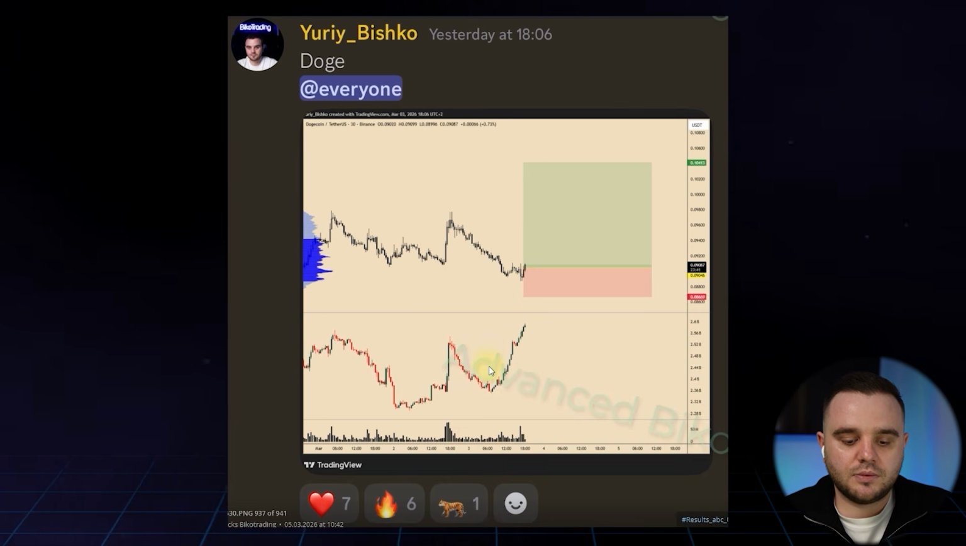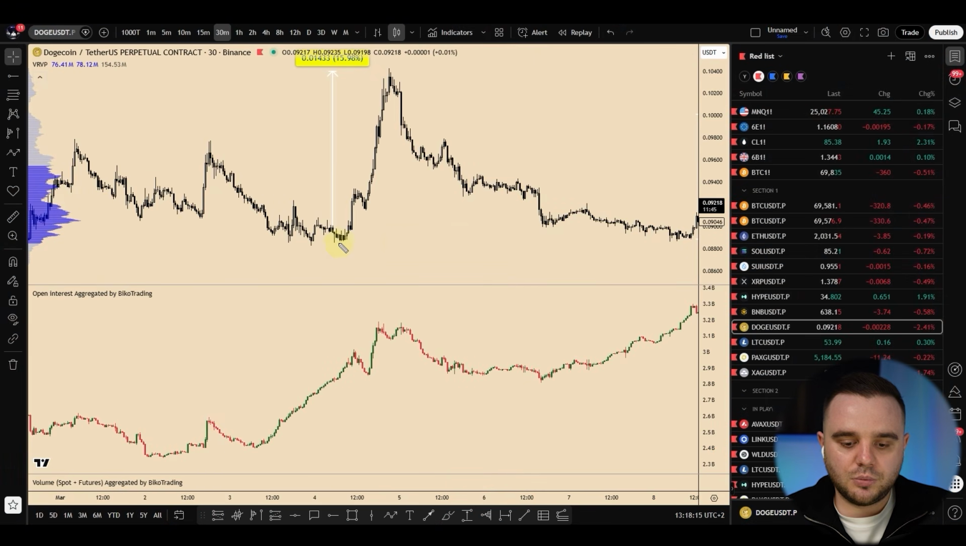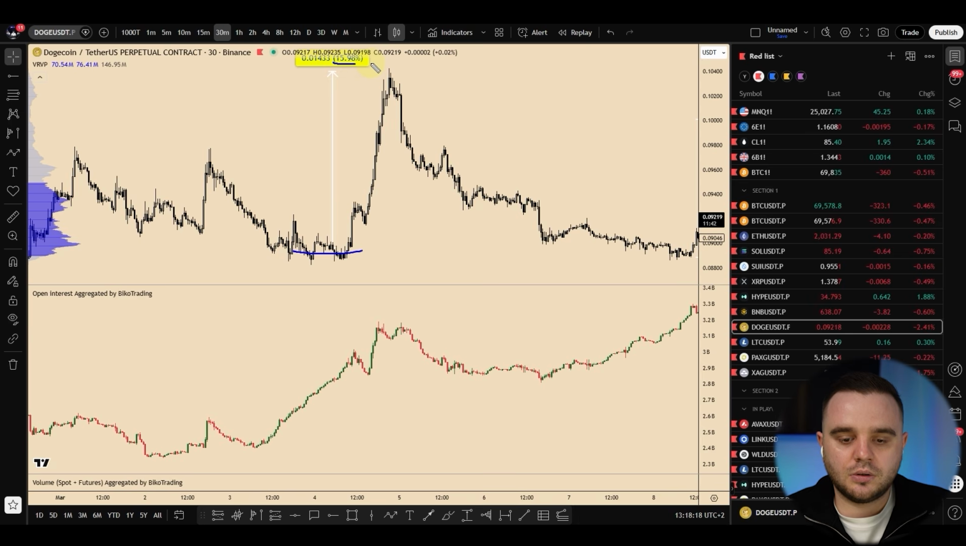What was the main reason why we took it? Because we had this massive rise in open interest, and after that, within a few minutes, the price of Dogecoin rose by 15%, which is significant for us.